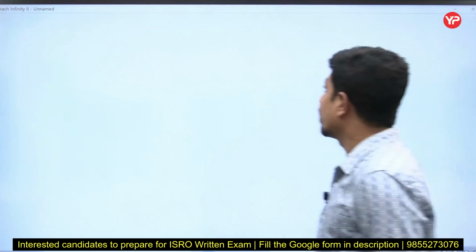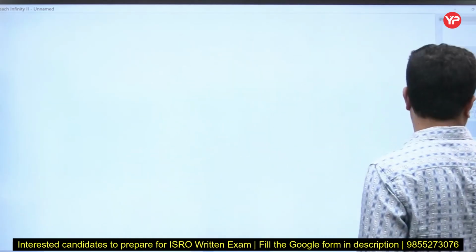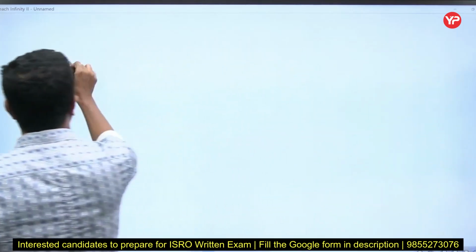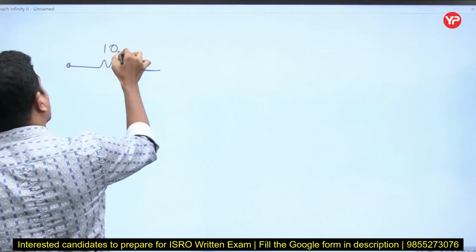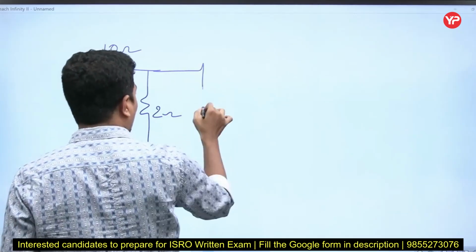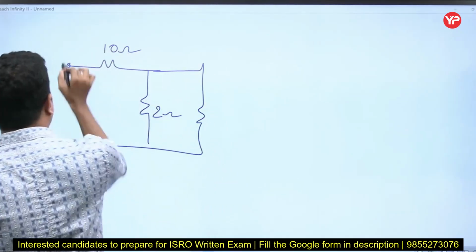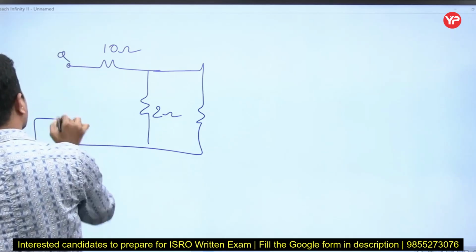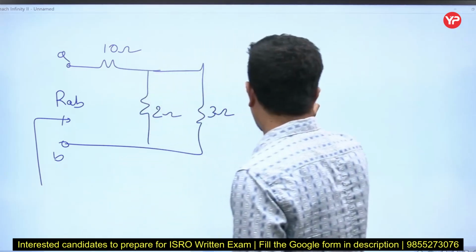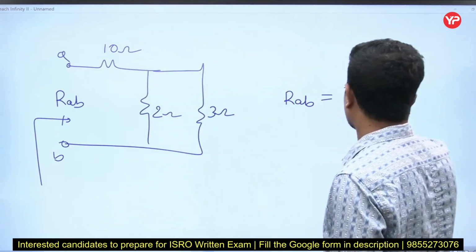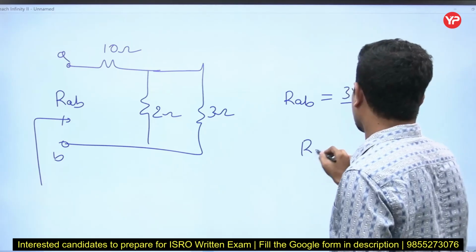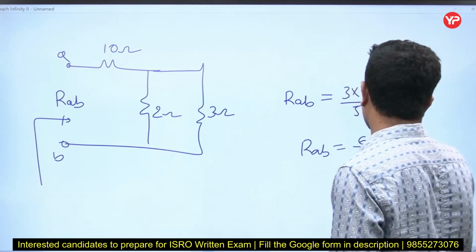Come here. So now it is 10 ohm. After that, this is 2 ohm, this is 1 ohm, and this is A, this is B. This resistance is RAB. This is 3 ohm, right? So RAB is equal to 3 into 2 by 3 plus 2 is 5, plus 10. So RAB is equal to 6 by 5 plus 10.